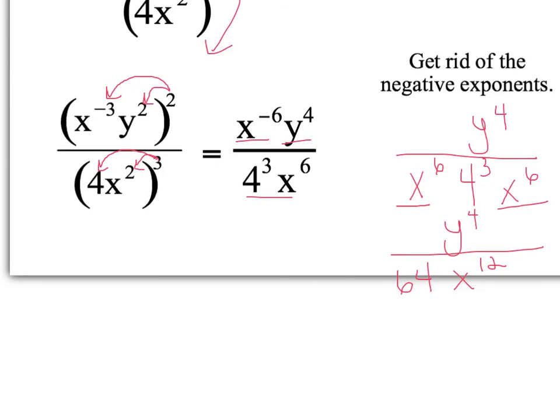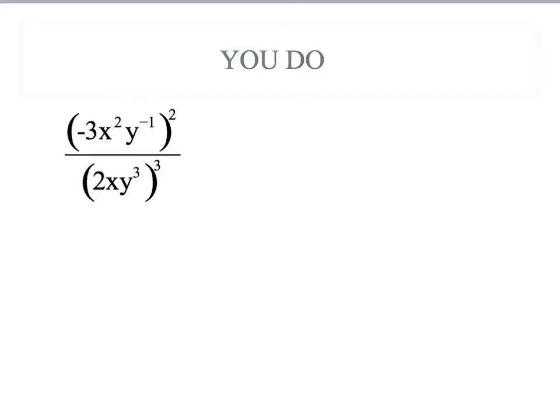Let me just put this line here. Is there anything else I can simplify? Any variables the same? No. So this is going to be your final answer here. Okay, last one for you to try on your own. Pause the video for a moment and try this one.